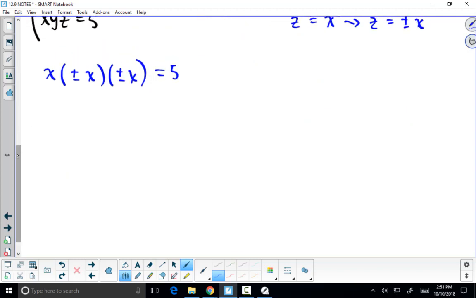So when we multiply all that together, we could get x cubed or we could get negative x cubed. So we're going to get x cubed, when all is said and done, is plus or minus 5. How would you ever get negative x cubed? If this one was positive x and this one was negative x, because there's all those possibilities. X could be positive, y could be negative. So then we get x is equal to the cubed root of plus or minus 5.